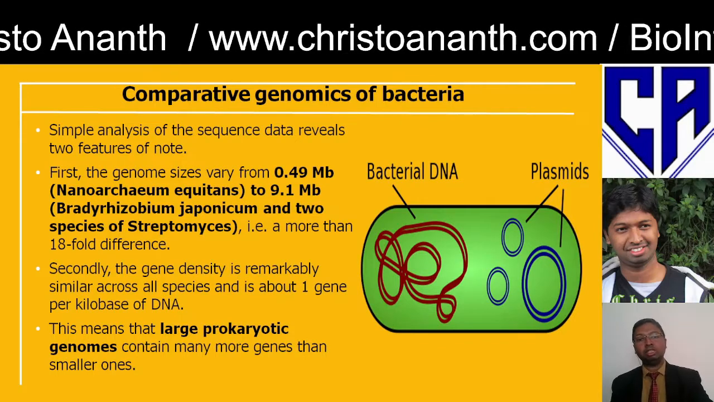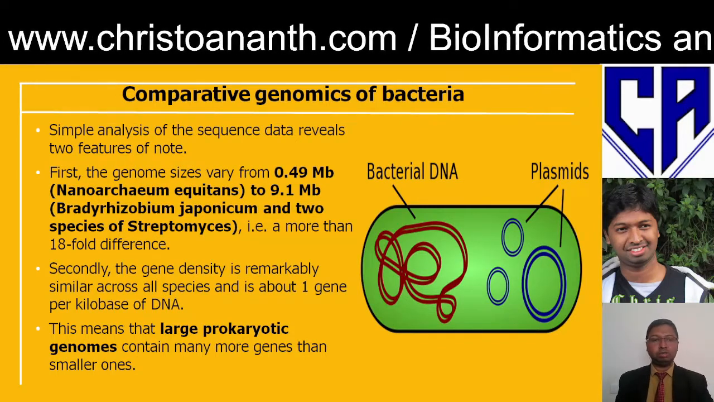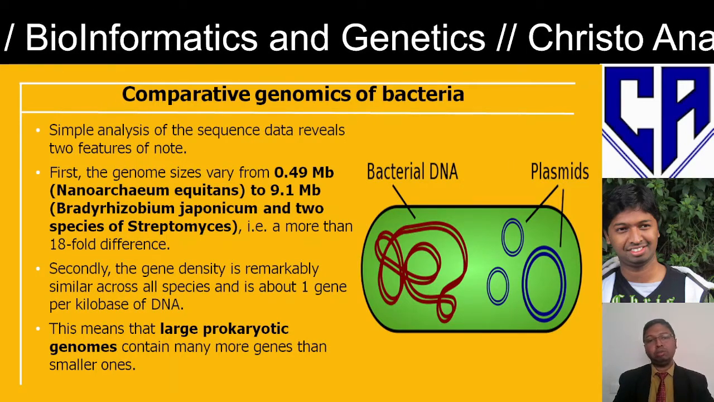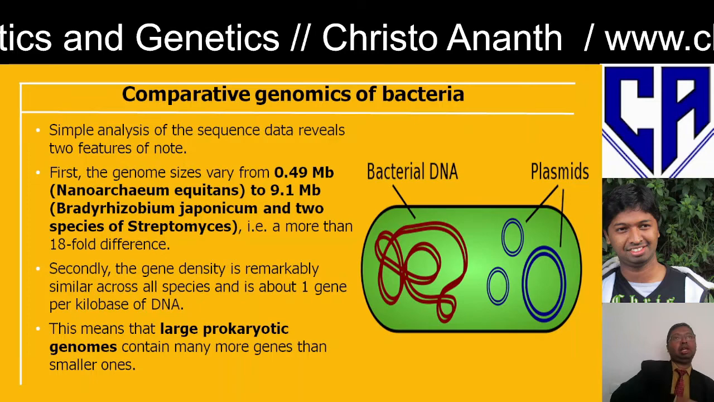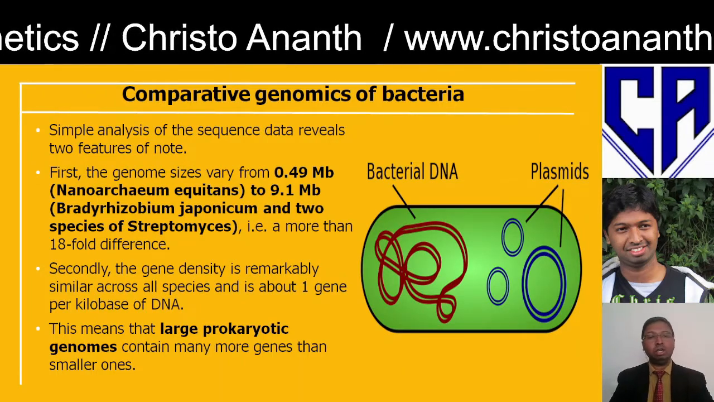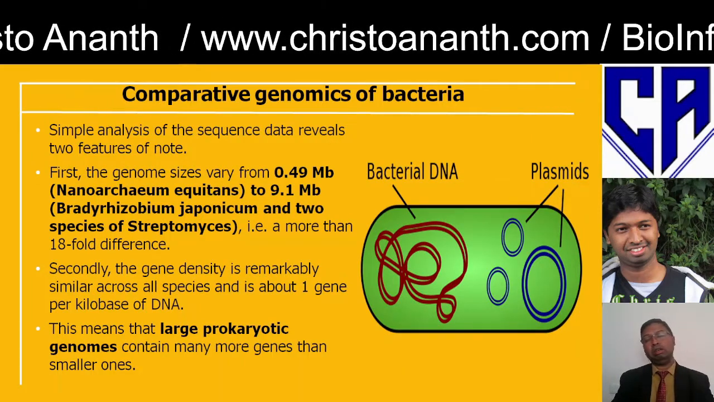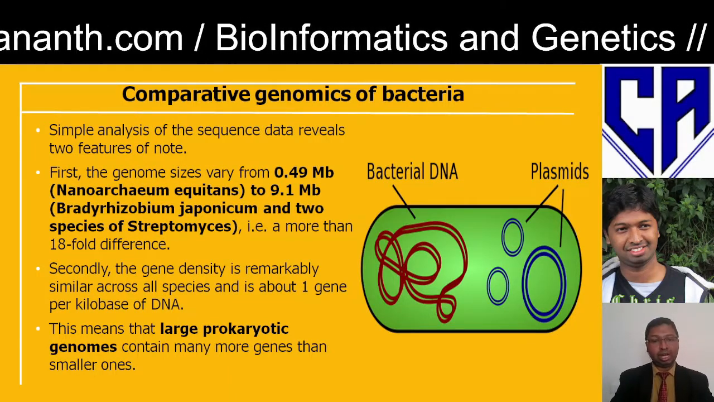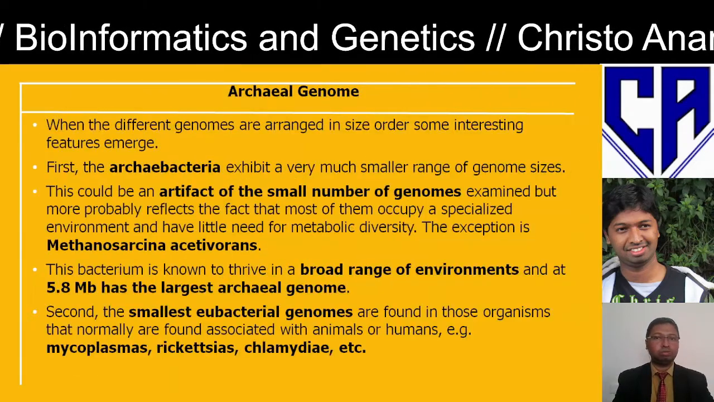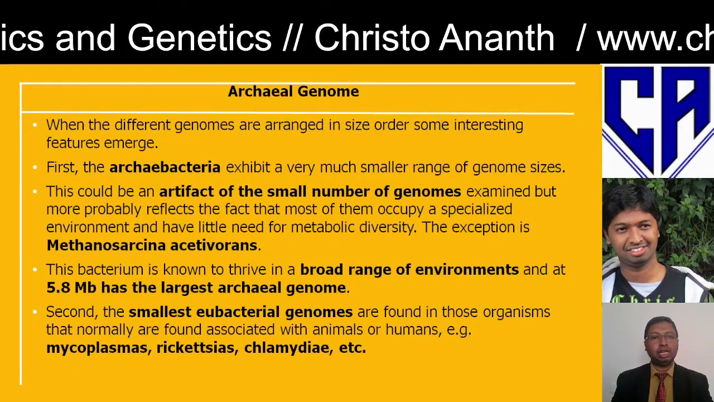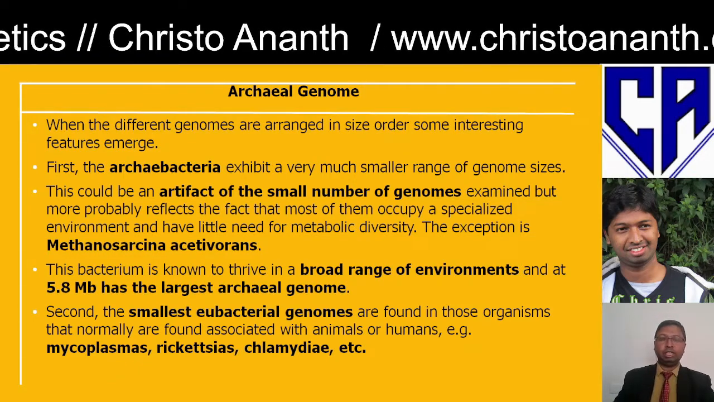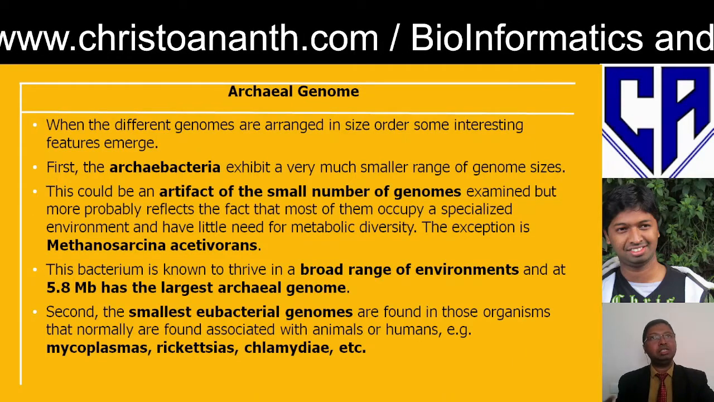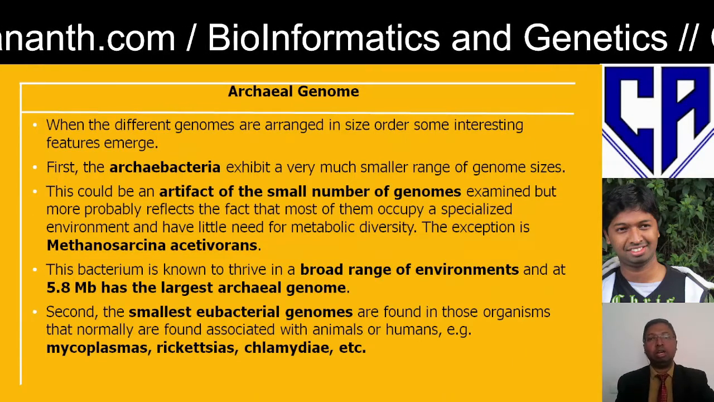there is about an 18 times difference. Also, the gene density is similar across all the species, and generally it is about one gene per kilobase of DNA. So you can observe that the larger prokaryotic genomes consist of more genes than the smaller ones. Also, the archaeal genomes have a smaller range of genome sizes, because it's a small sample. So it can be considered an artifact of the small number of genomes.